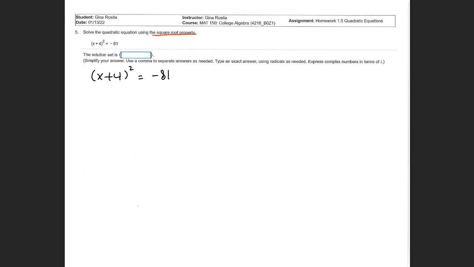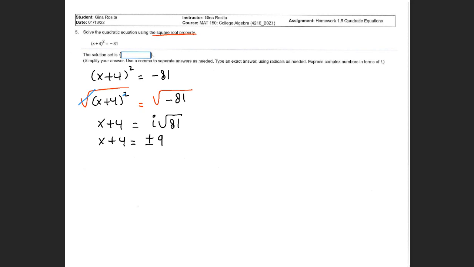So we just square root both sides. This is x plus 4 squared, and this is negative 81. We can cancel the square root with the square, so the answer becomes x plus 4 equals, remember, plus or minus the square root of 81. Now what next? So x plus 4 equals plus or minus the square root of 81, which is 9i.